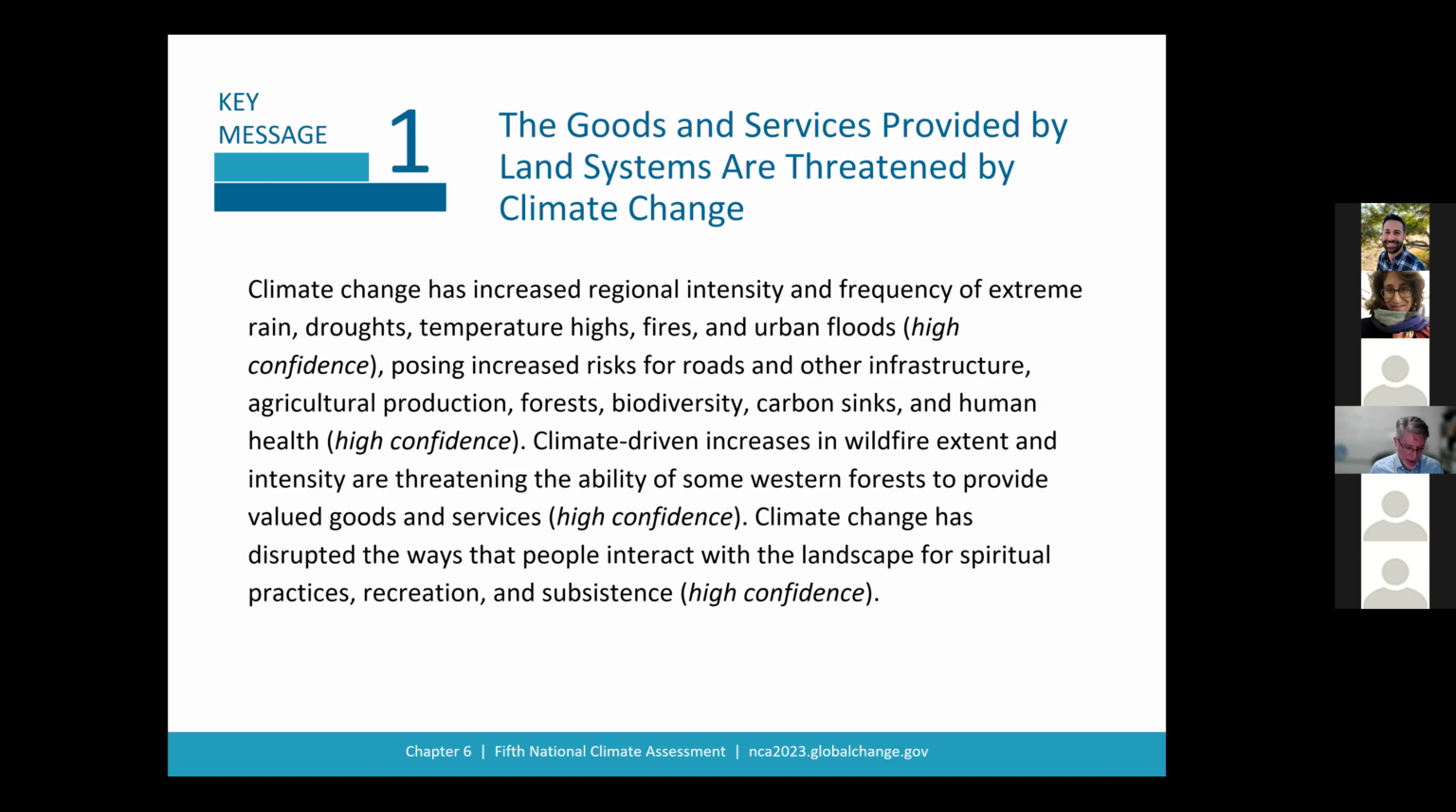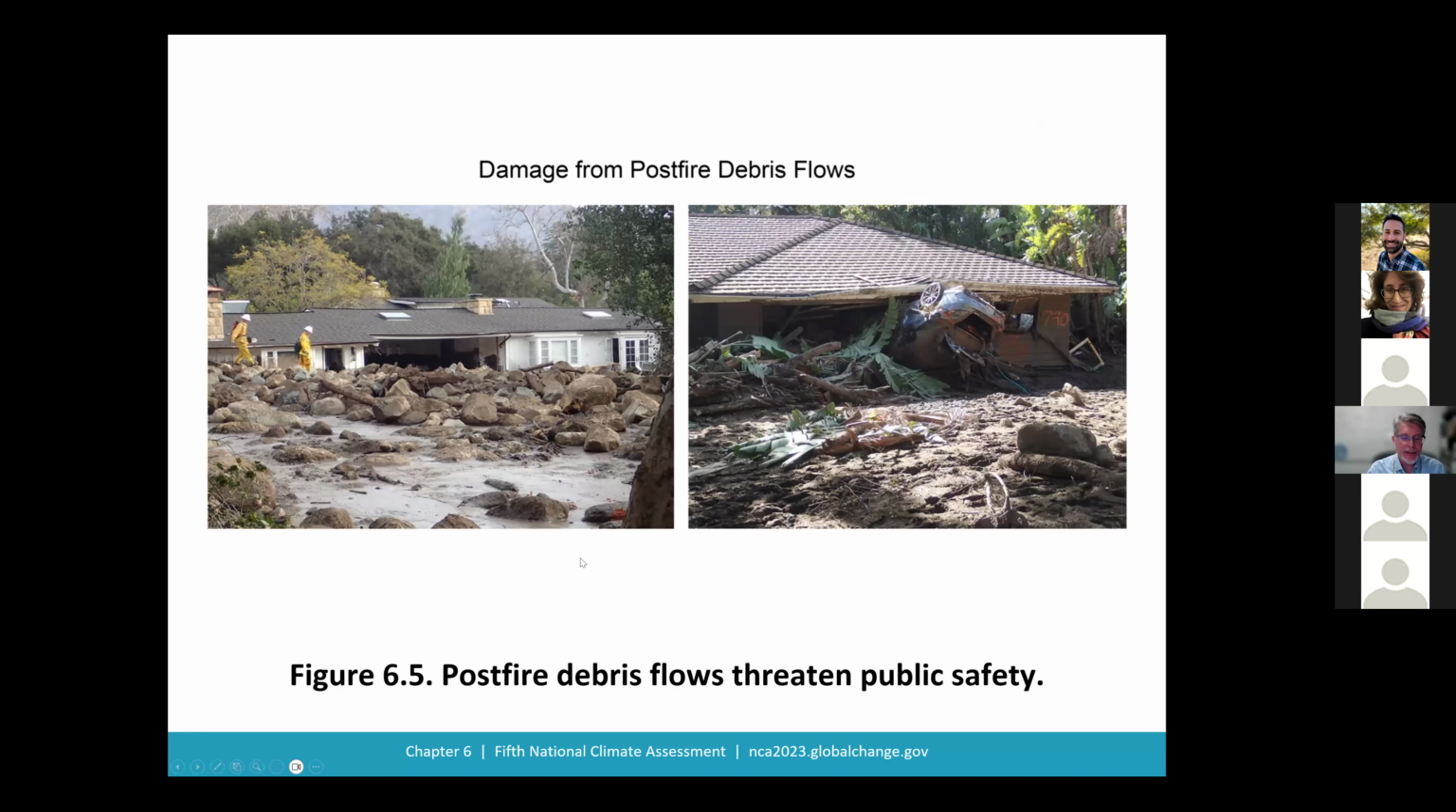We took a particular look at the impact of wildfire as an example of a topic where we can see particular threats, especially in Western forests. And we also note that spiritual practices, the use of land systems for recreation, and the use of land systems for sustenance are all also being threatened by climate change. So I'll take a couple of minutes then to show you some examples of the kinds of effects that we're looking at within the chapter.